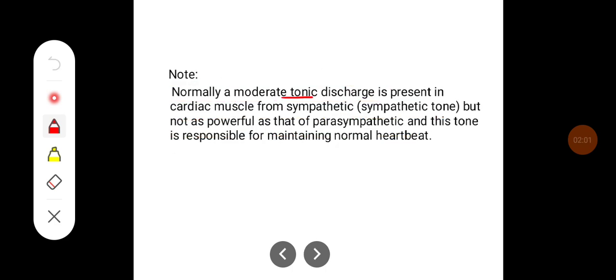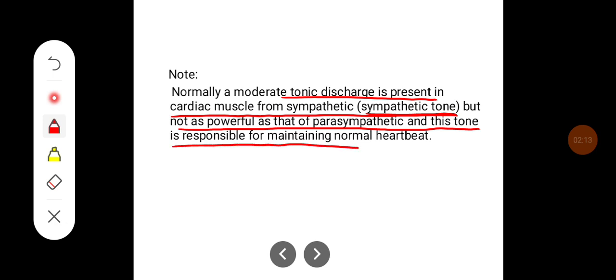Normally, moderate tonic discharge is present in cardiac muscle from sympathetic nervous system, which is called a sympathetic tone, but not as powerful as that of parasympathetic, and this tone is responsible for maintaining normal beat.